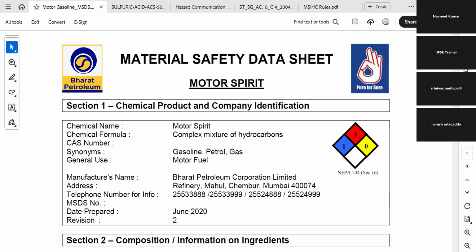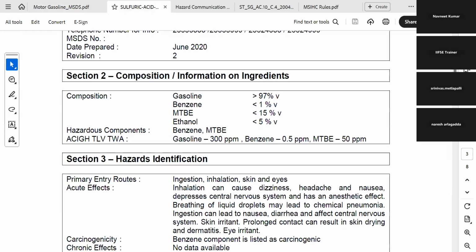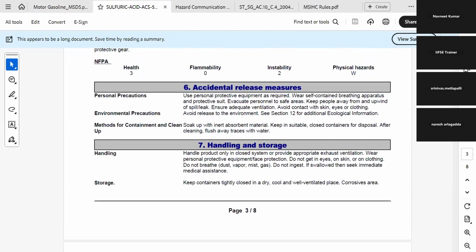And this is also ranged 0 to 4. When I say 0, it will not react. When I say 4 in the yellow box, it indicates highly reactive in nature. And for fire it is 3, I think it is highly flammable. And one in the blue means it is hazardous to health. That way we can represent the hazards of the chemical for easy representation.